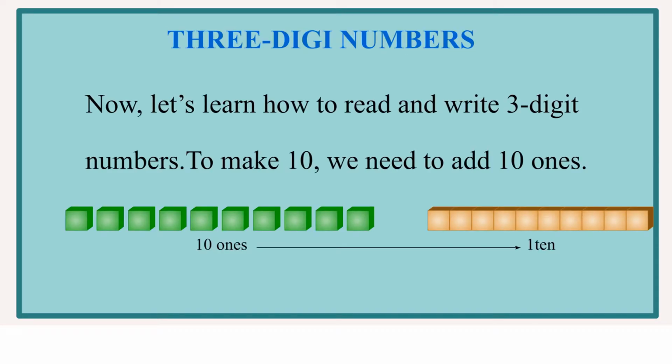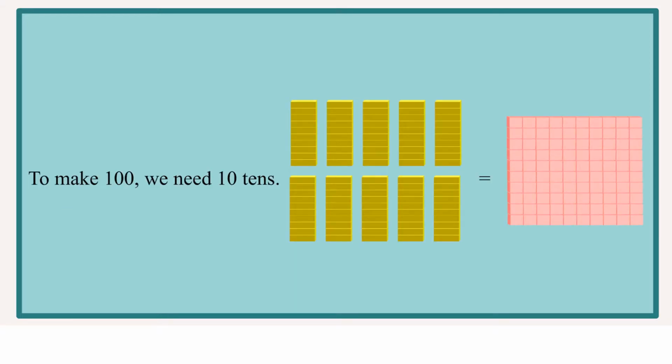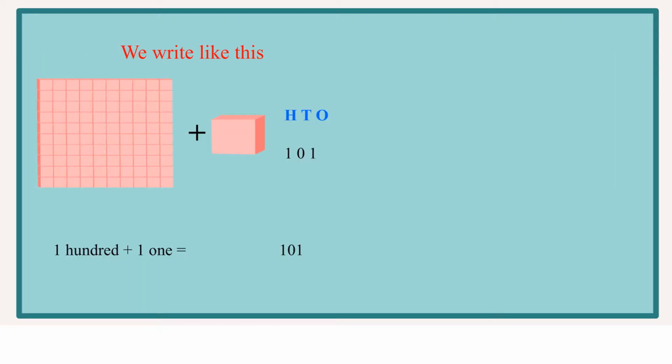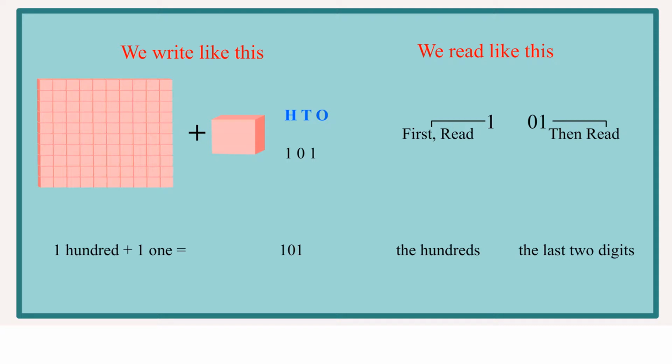3-digit numbers. Now, let's learn how to read and write 3-digit numbers. To make 10, we need to add 10 ones. To make 100, we need 10 tens. Now, let's see how we can add one more number to a 3-digit number. We write like this. We read like this.